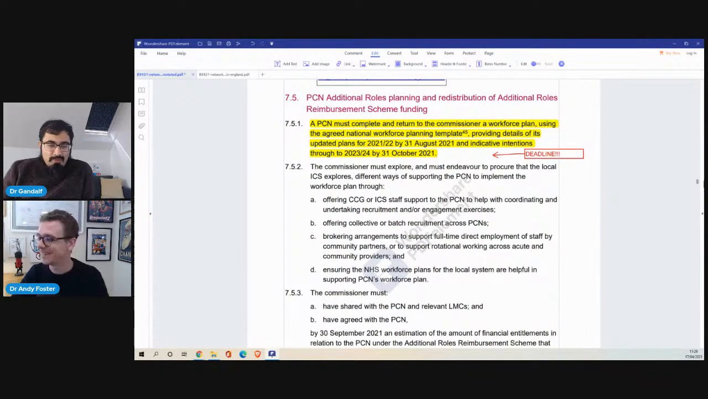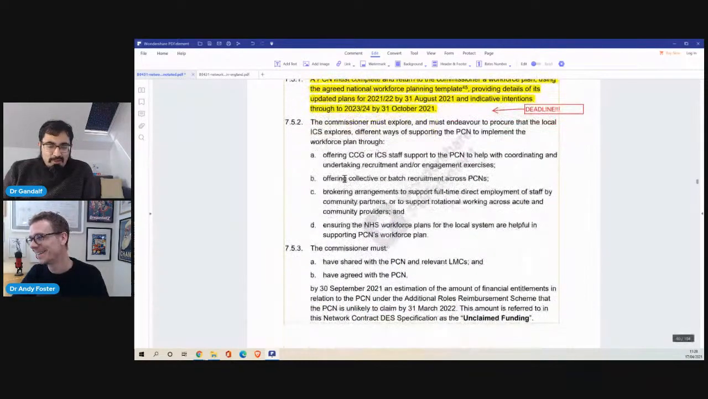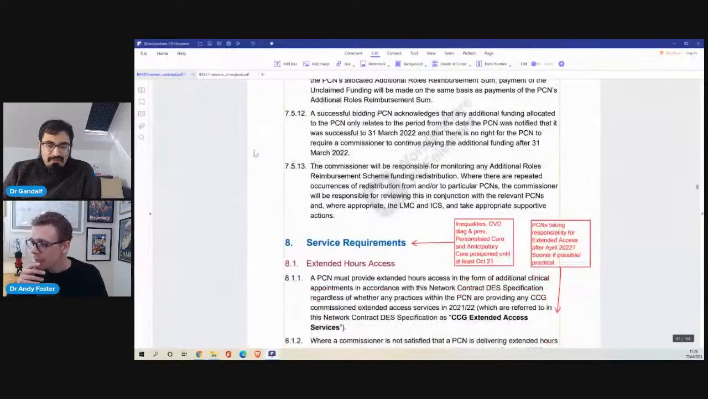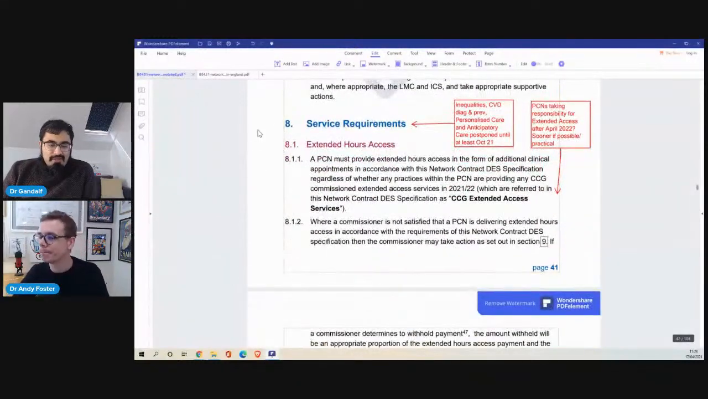Right. Well, we've talked a lot about the ARRS roles. I think that's probably it for this particular section, if I remember rightly. I think so. Yeah. So then we've got the service requirements. So this is the actual stuff you have to do as part of the contract.